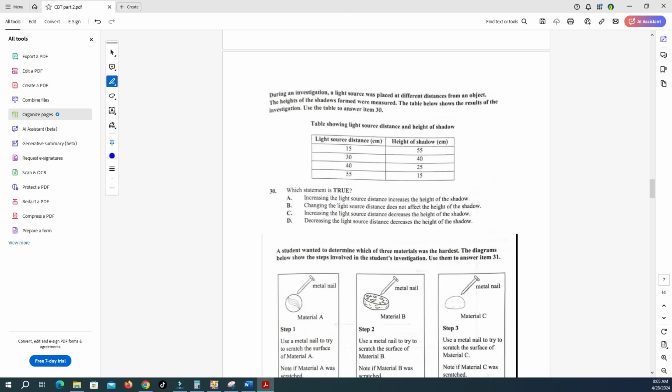So, item 30. Table showing light source distance and height of shadow. So this is the distance, 15, 30, 40, so it's going up, and this is going down. So which statement is true? Increasing the light source distance increases the height of the shadow.